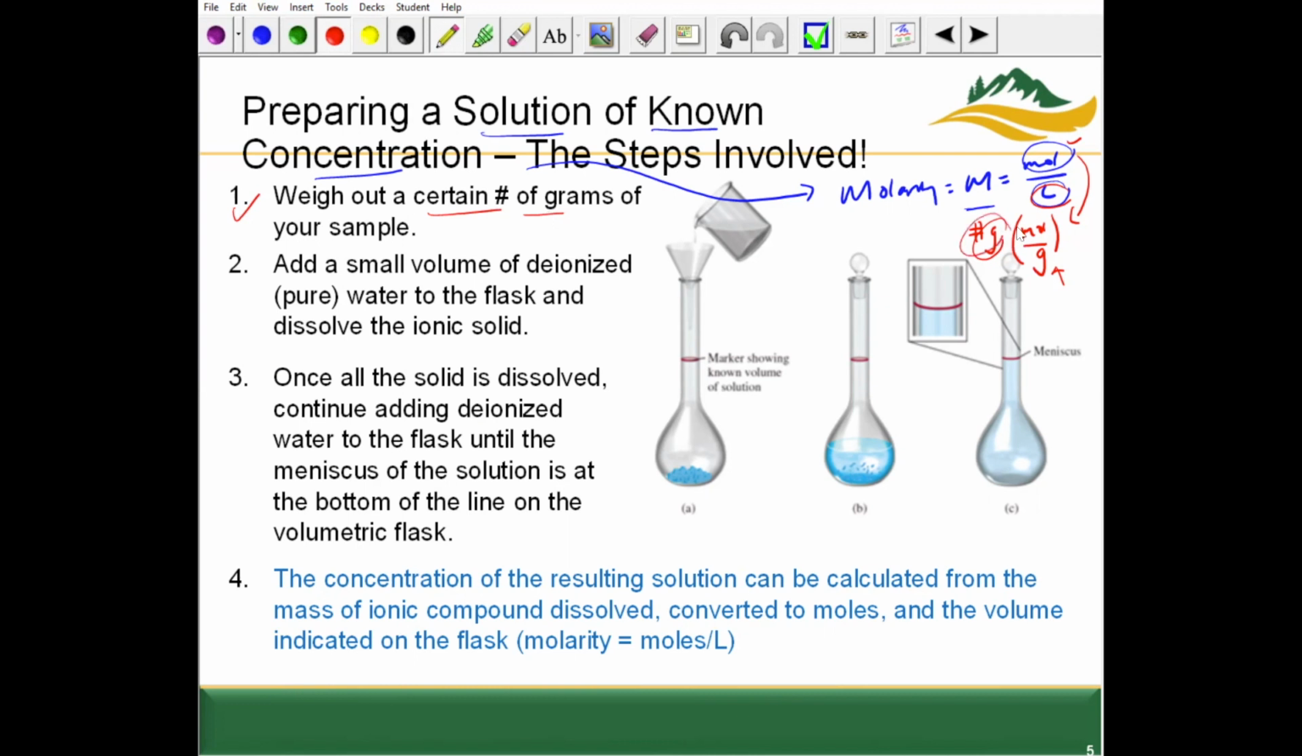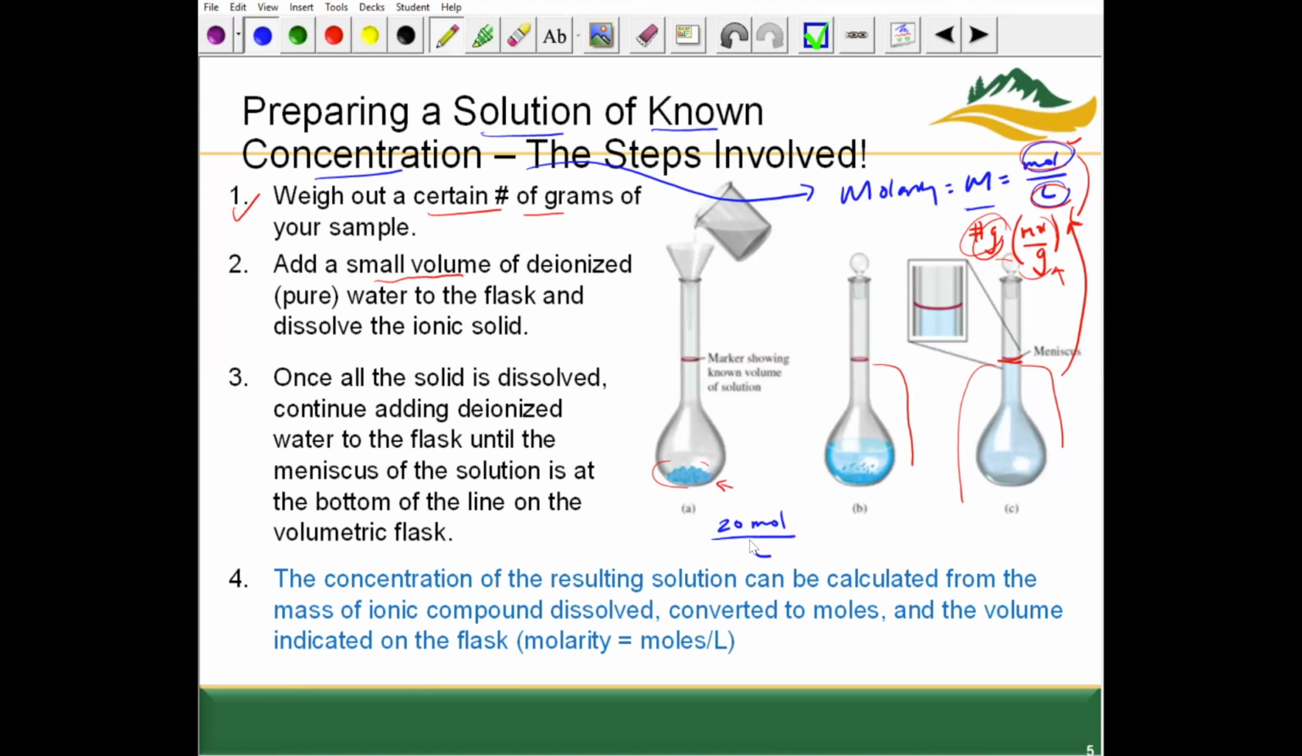So to execute this, the first step would be to weigh out a certain number of grams of your sample. If you know the number of moles we need, we can convert that into grams by use of the molar mass. Then, once we have that solid in the bottom of a volumetric flask, for example, we're going to add a small amount of volume to start to get this solid dissolved. Then we will fill up the remainder till we hit this volume mark to make our overall solution.